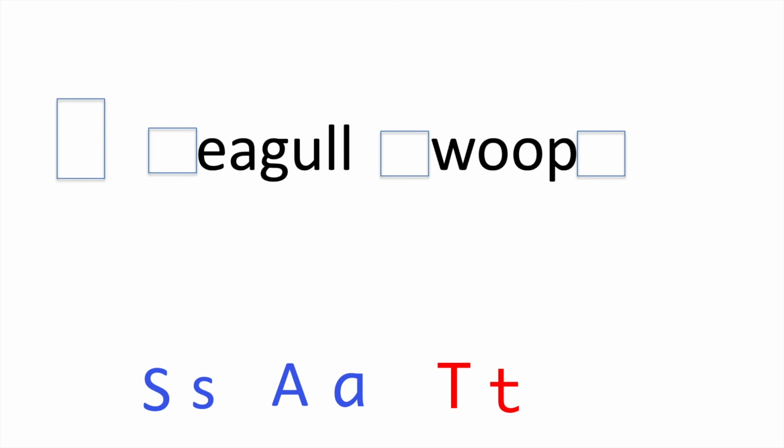A seagull swoops. Now this is part of a sentence, so it will start with a capital letter. A seagull swoops. Pause the video and write it in. Did you get it right? A seagull swoops. And we've used a capital A. Next one.